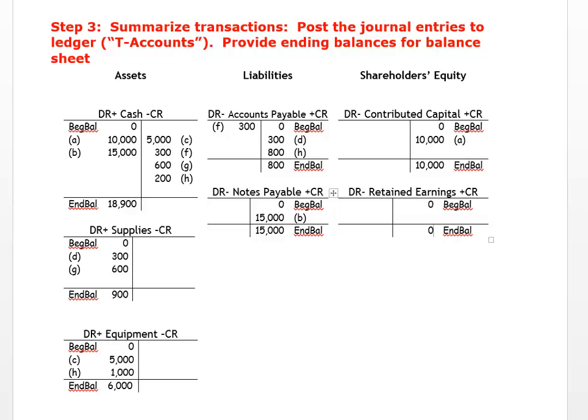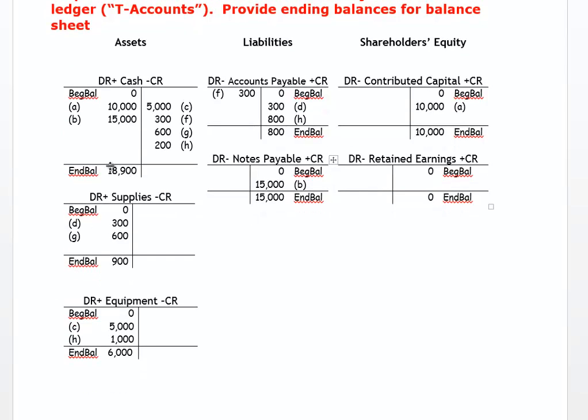So what we can do now is take these ending balances and use them to prepare a balance sheet. But before we do that, we're going to show you something else in the next video, which shows there's a report you can do called a trial balance, which summarizes all these ending balances. So we'll get to that in a few minutes.